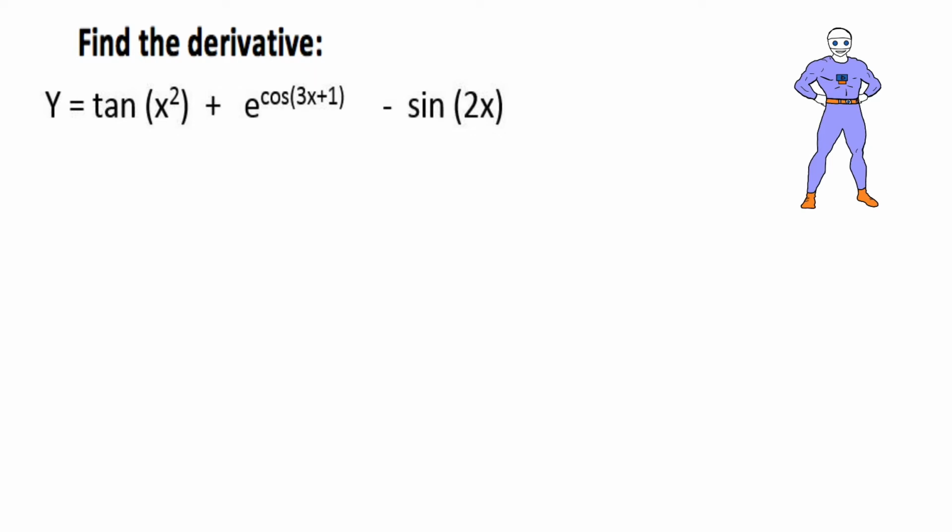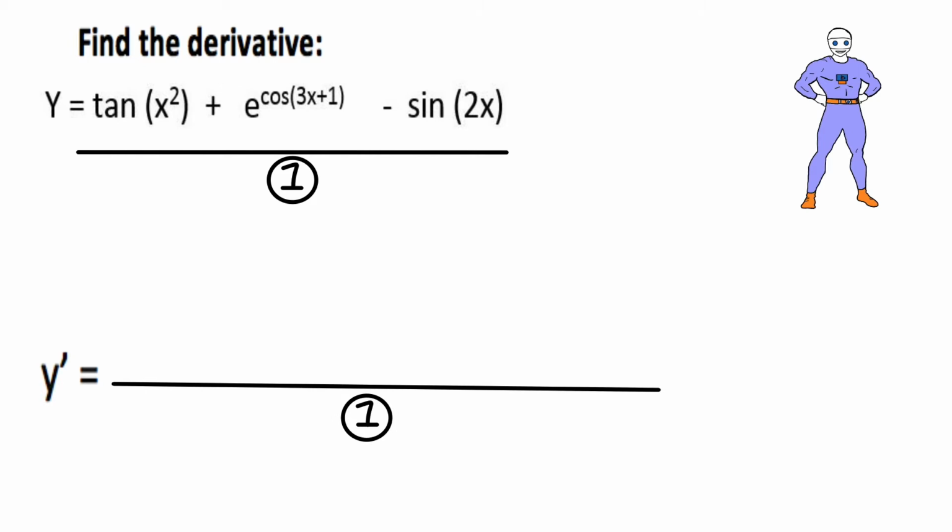There are a few rules you need to know depending on the case of the function. For this problem, we have addition and subtraction. So the first step is to label the whole thing 1. And the solution will be the derivative of this 1 which is labeled. We also know that the addition and subtraction sign will be in our solution, so we can directly bring them down into the solution.